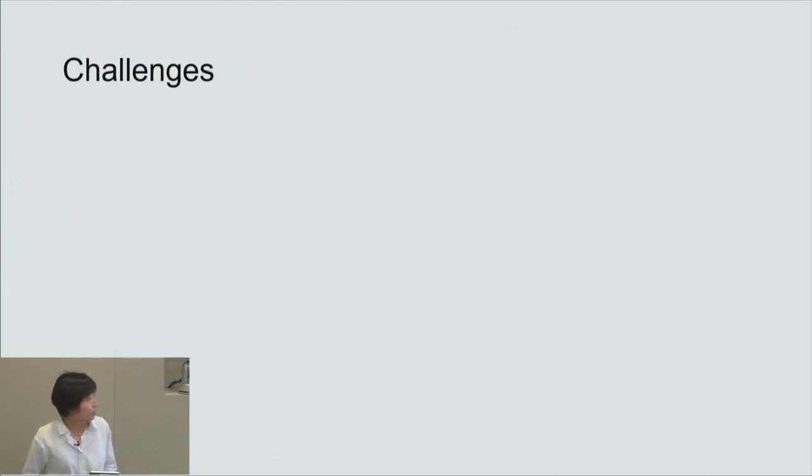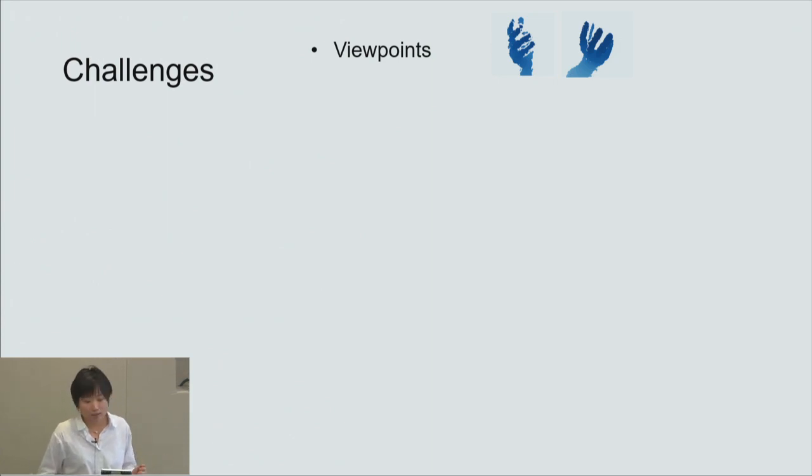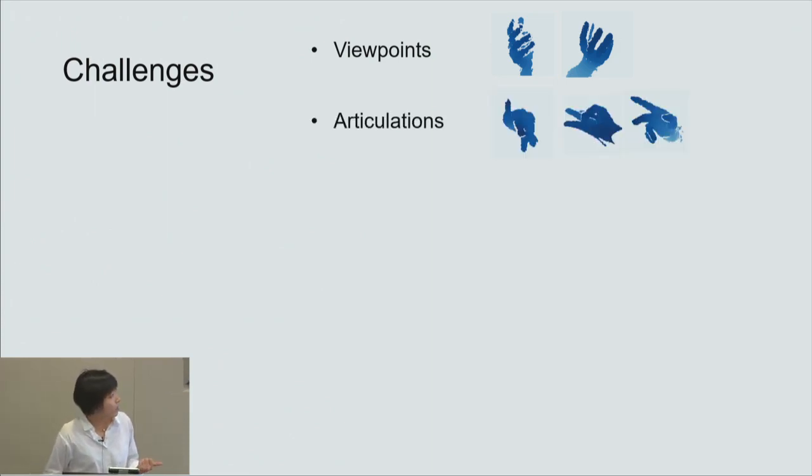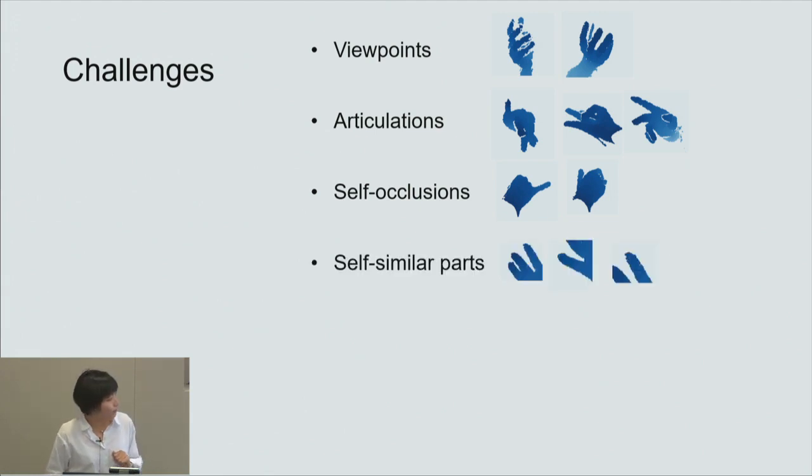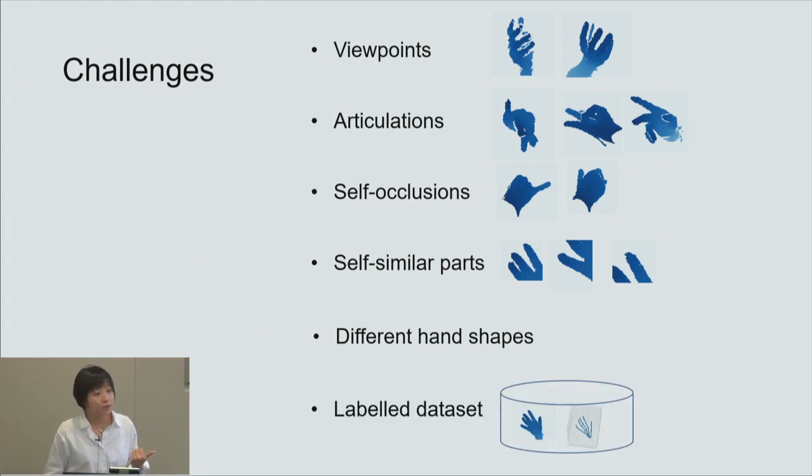So these are the challenges. First, the hands can appear in any viewpoints, meaning complex articulations. Also, in some viewpoints, there are severe occlusions and many self-similar parts. We also have different kinds of shapes. Finally, acquiring a labeled dataset is itself a problem.